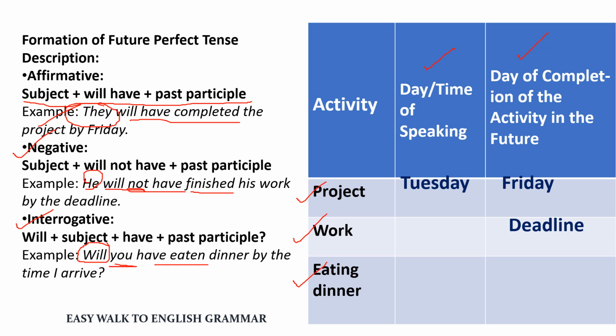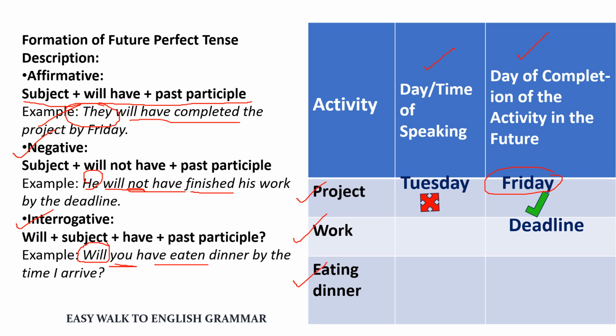What happens to the first action? Completion of the project. At the time of speaking, it's not completed. The specified future time is Friday and the action is completed before that. They will have completed the project by Friday. The completion of the action is certain there.